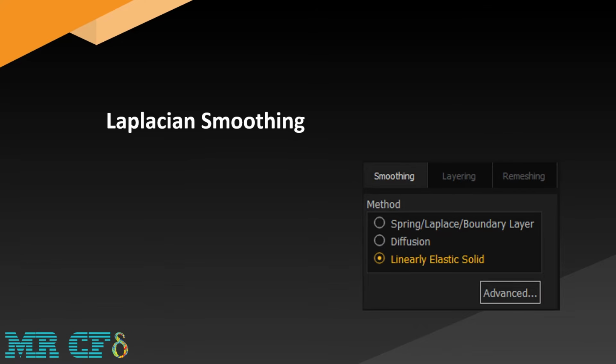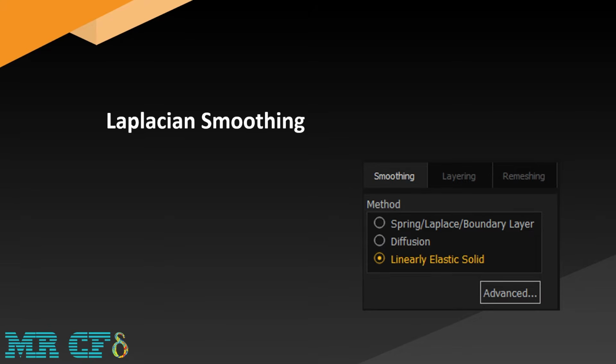When you use the spring smoothing method, two other smoothing methods are applied to the model simultaneously. One of these methods is the Laplacian smoothing method. The Laplacian smoothing method is the most common and simplest smoothing method. This method adjusts the location of each mesh vertex to the geometric center of its adjacent vertices. Actually, according to this method, a node goes to a new location so that this new location is the average location of its neighboring nodes.